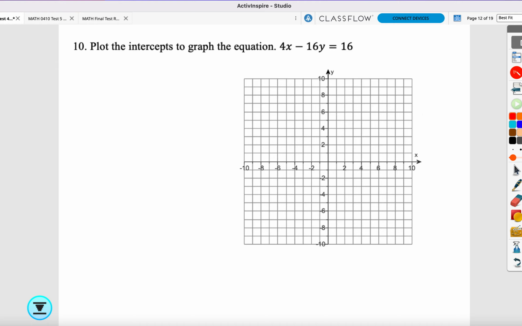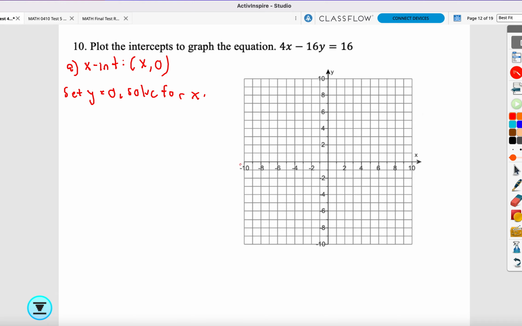Plot the intercepts to graph the equation 4x minus 16y equals 16. So A is the x-intercept, right? To find the x-intercept, which is x comma 0, we need to solve for x. So set y equals 0, solve for x. To find the x-intercept, set y equals 0, solve for x. That is how we find an x-intercept.